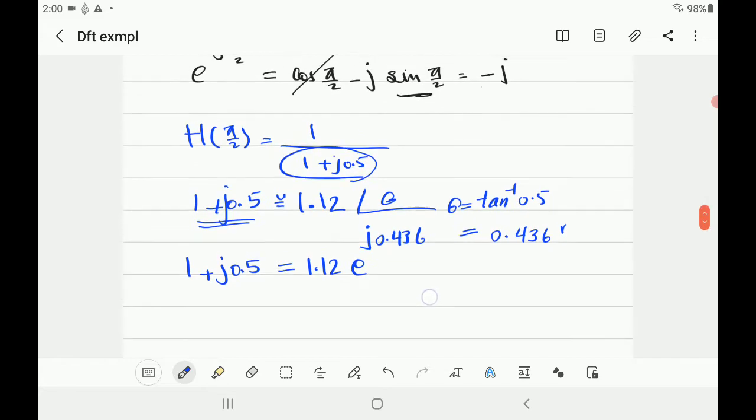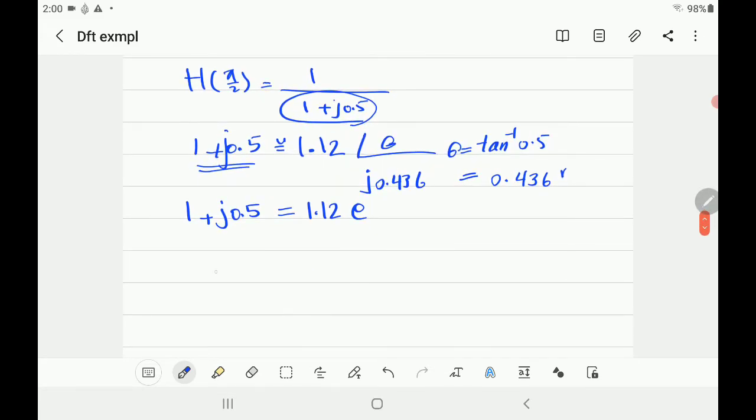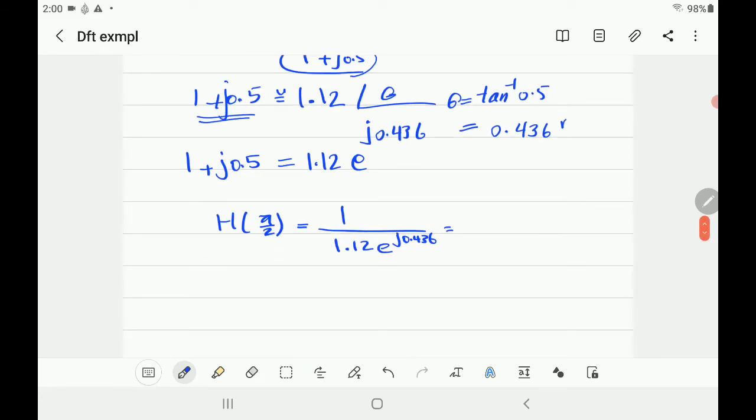So let's now put it in H. I'm talking about H of pi over 2, which is equal to 1 over 1.12 e to the power j 0.436. If you do that, you might write it as 1 over 1.12, which will be 0.89.